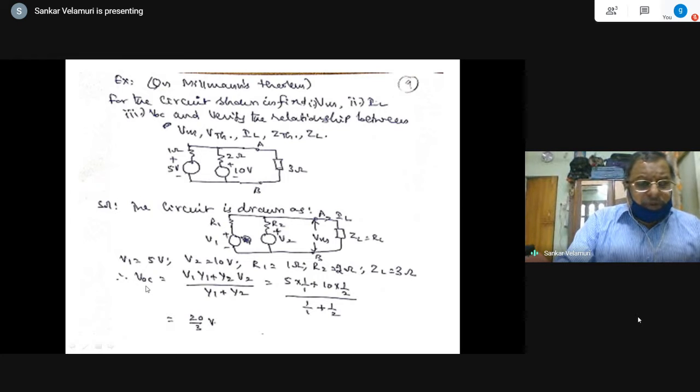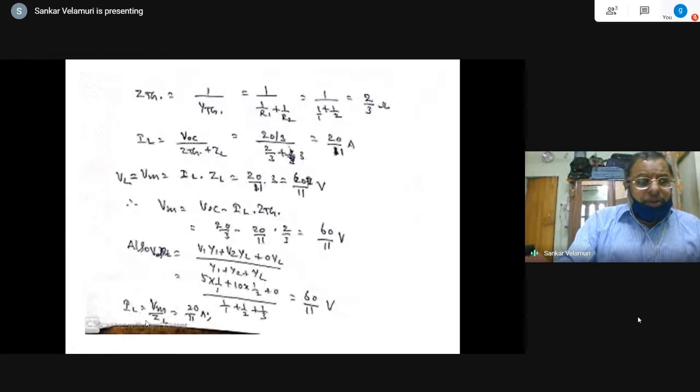So VOC: remove the load, which is not shown here. There are only two generators here. The open circuit voltage will be equal to Norton's current multiplied by Z Thevenin. Norton's current is V1Y1 plus V2Y2, which is 20 by 3. Now, 1 by Z Thevenin is equal to 3 by 2. IL is equal to VOC by Z Thevenin plus ZL, because of this particular notation also.